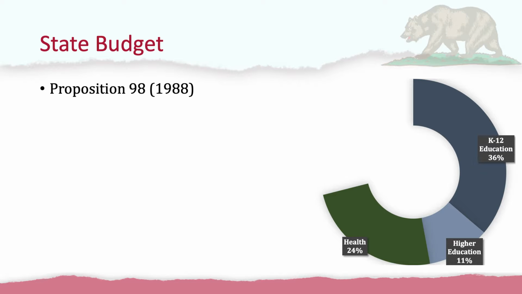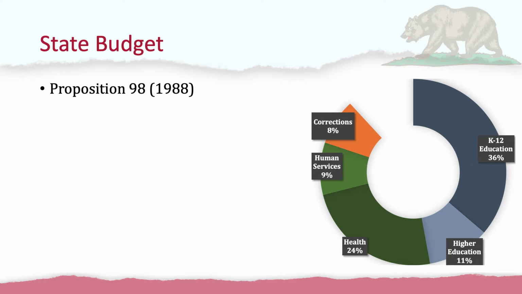Human services, which includes spending on a variety of social services, including food assistance programs, child welfare and child care, and related spending, comprises a little less than 10% of spending. Spending on the Department of Corrections and corrections-related programs consumes about 8% of the state budget, and spending on all other programs represents about 12% of the state budget.